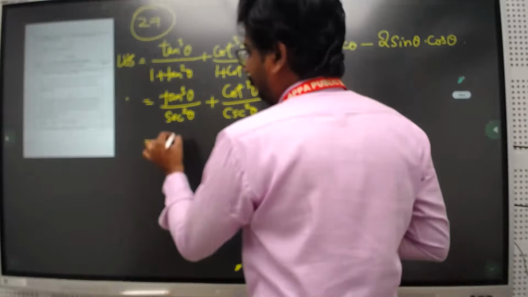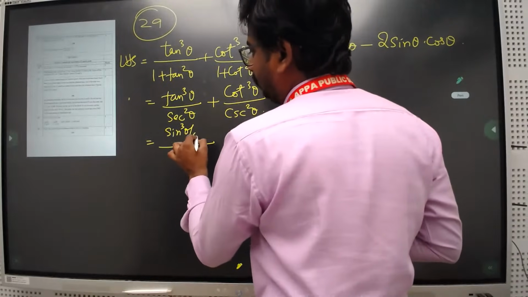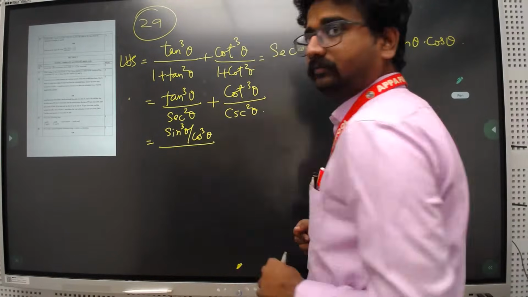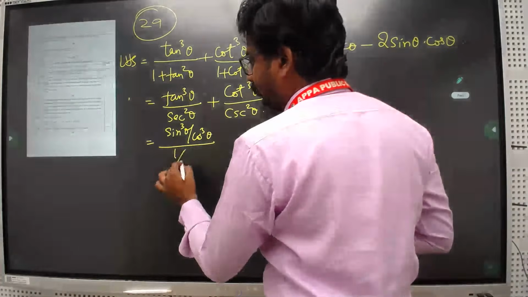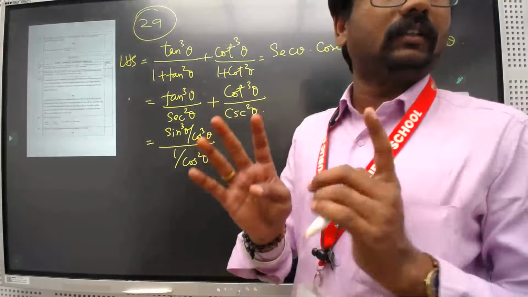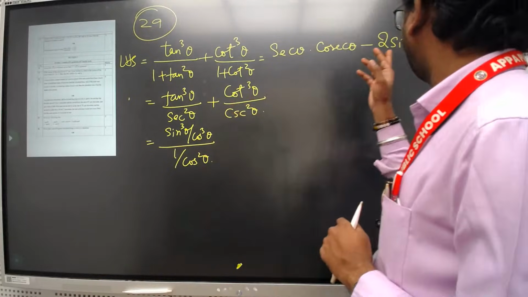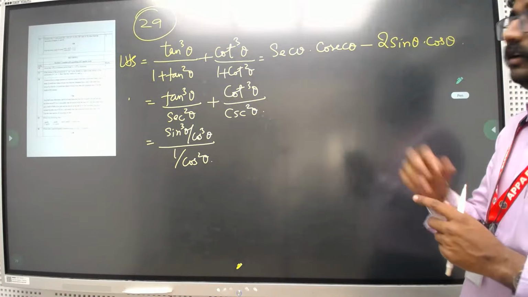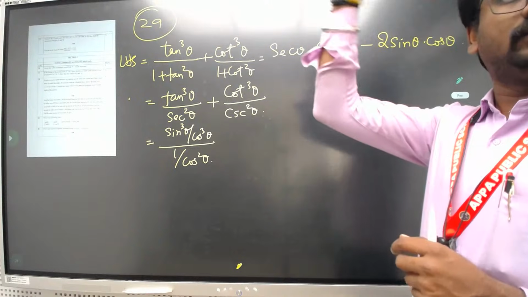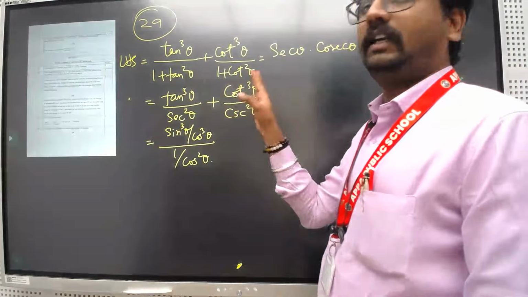Now, tan theta, I will write it as sine cube by cos cube theta. Secant I will write as 1 by cos square theta. Main trigonometry functions are sine, cos, tan. Try to convert in that way, because even in the answer I need sine and cos. Where we are getting secant and cosecant, we'll see later. But at least I need sine and cos. So how to convert tan and cot?